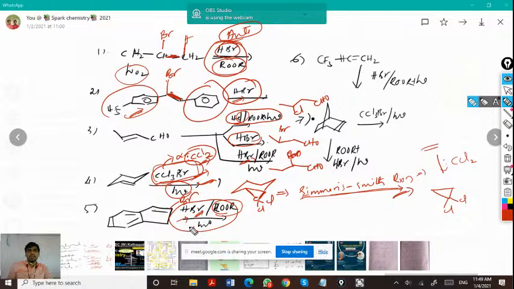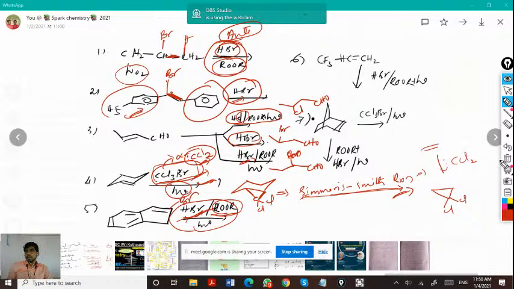Okay, so the simplest way: try to find out the most stable carbocation. Try to find out the Markovnikov product. After that, if it is a Markovnikov reagent, write the Markovnikov product. If it is an anti-Markovnikov reagent, write the opposite of that.